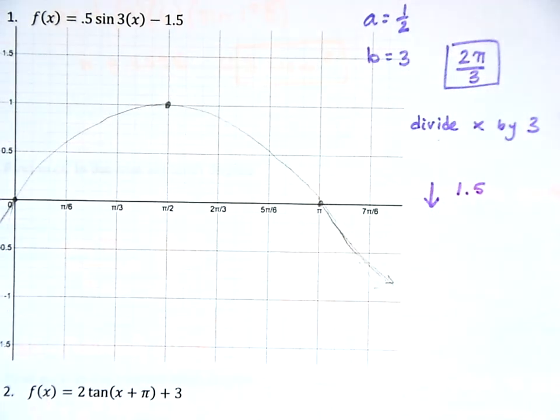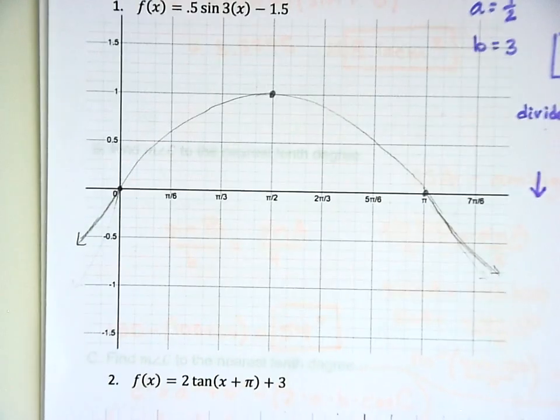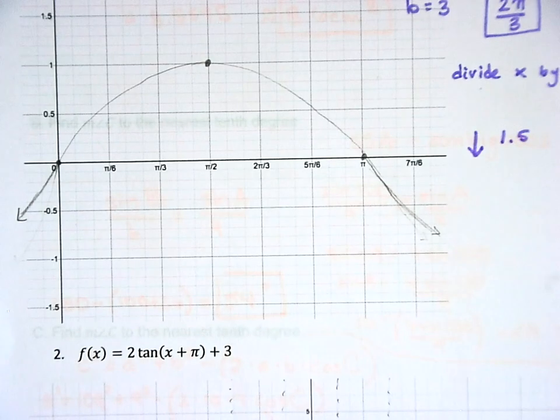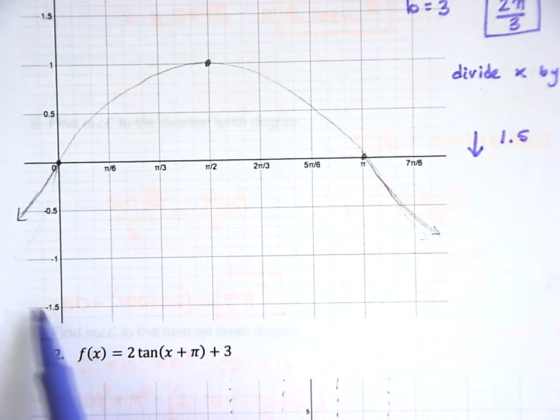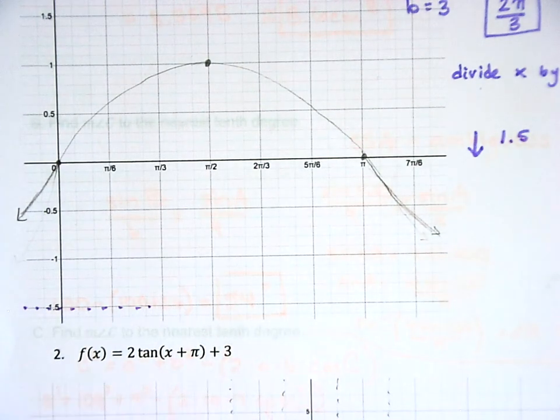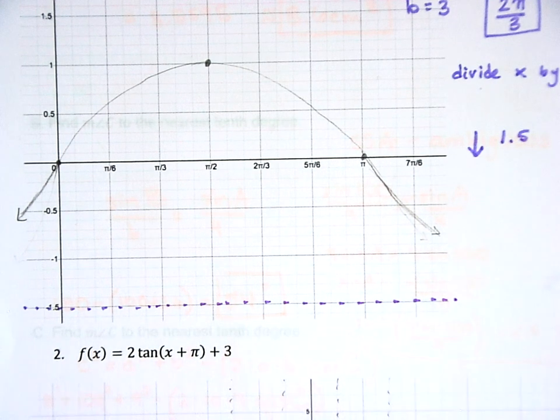Okay, so let's get started on this graph. The first thing I want to do is shift everything down. Normally I work off the x-axis, but I'm going to shift that down to negative 1.5. So I'm going to dot that in so I can see where I'm working off of now.